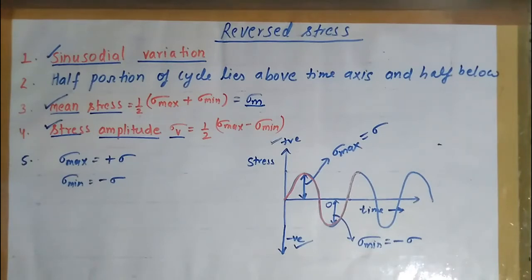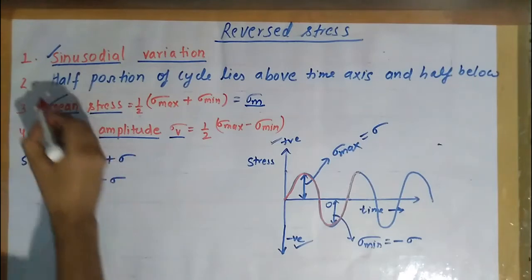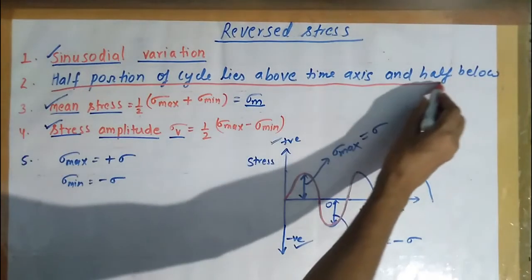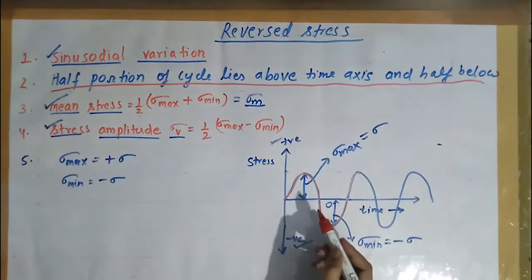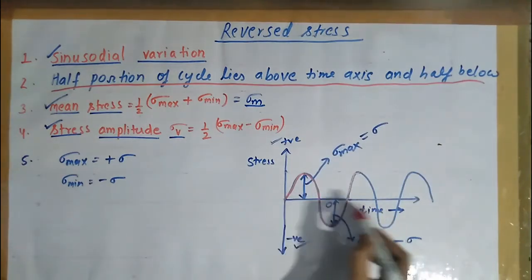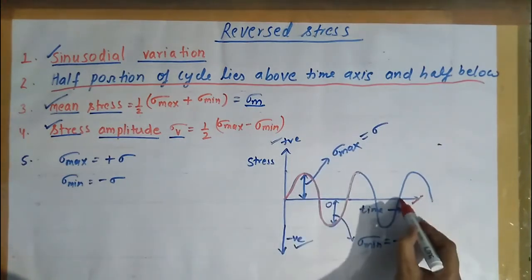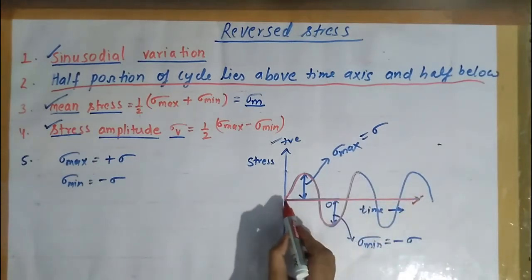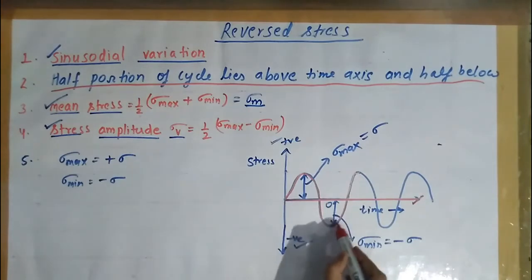Now the next thing we have to keep in mind is that half of the cycle lies above the time axis and half lies below. This is the time axis, actually. Half of the wave lies above the time axis and half lies below the time axis. So this is the characteristic of a reversed stress condition.